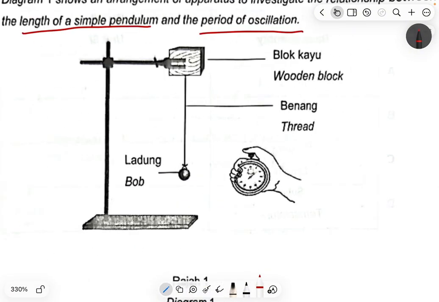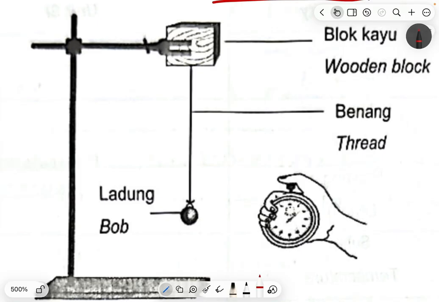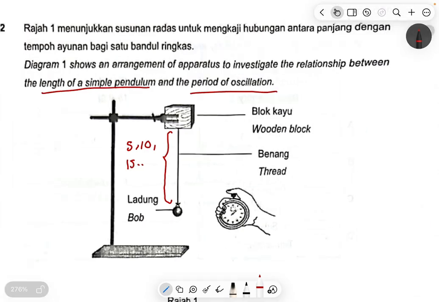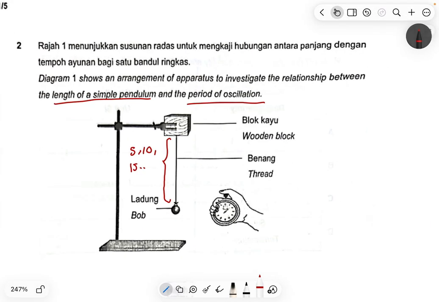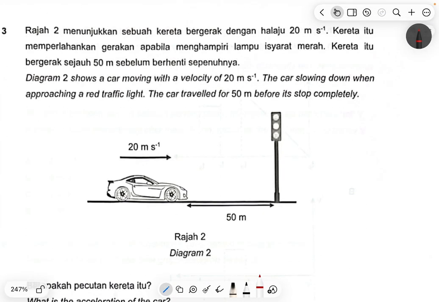Why? Because if you've done this experiment before, I'm pretty sure all of you must have done this experiment before. We change the length of the pendulum, meaning that we go from 5, 10, and maybe 15. So the things that you change, which you are manipulating, is called a manipulated variable.